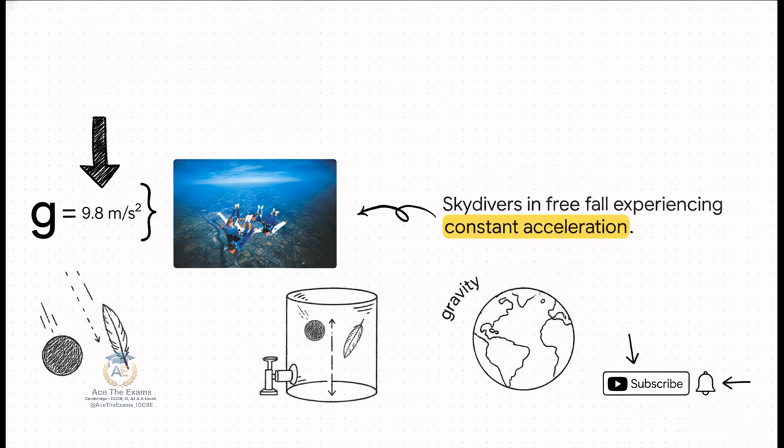Think about skydivers jumping out of a plane. In the absence of air resistance, an object falls in a uniform gravitational field with a constant acceleration. We call this the acceleration of freefall. We denote it by the lowercase letter g, which is approximately 9.8 meters per second squared near the Earth's surface.